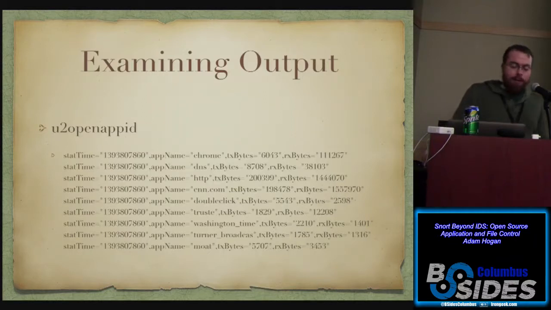So if we take a look at some of the output we get, again, it comes with a number of scripts we can utilize to analyze that unified format, right? Again, I've got one binary format, but it comes with, say, this one script called U2 Open App ID, which is going to read that format and output the application statistics we get.